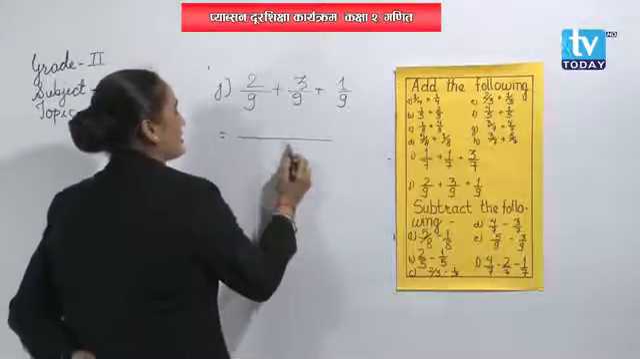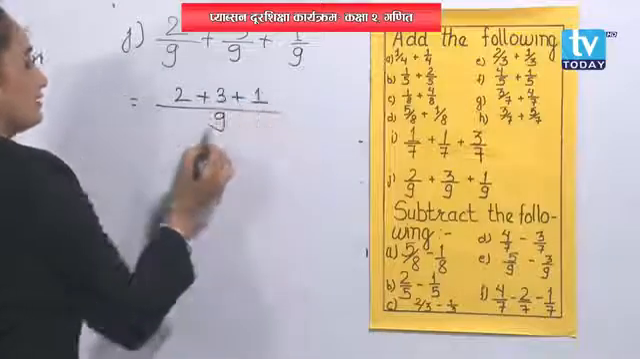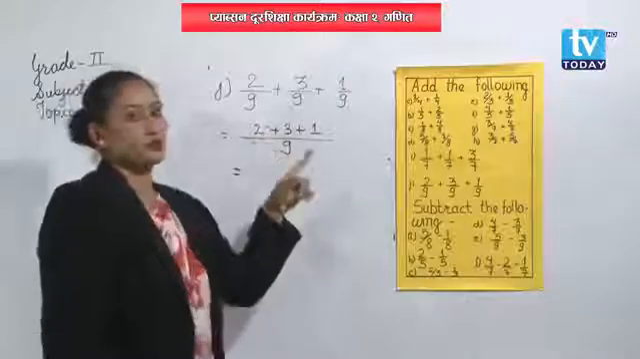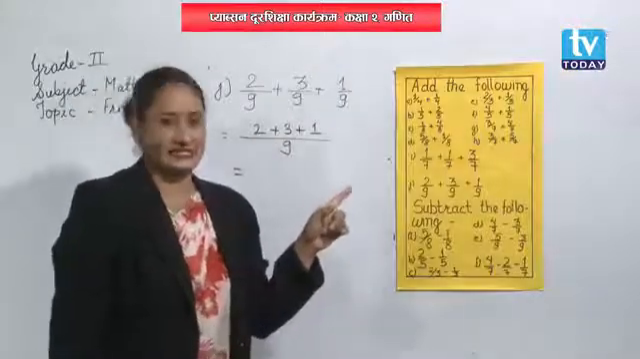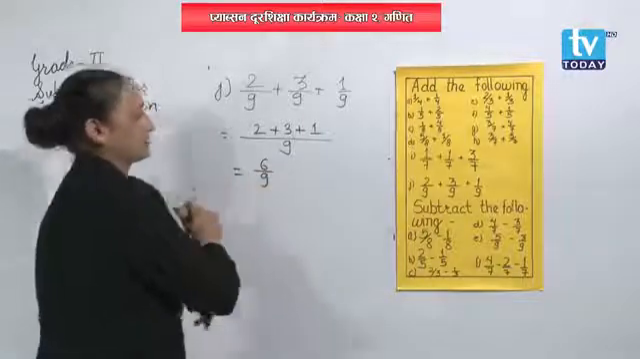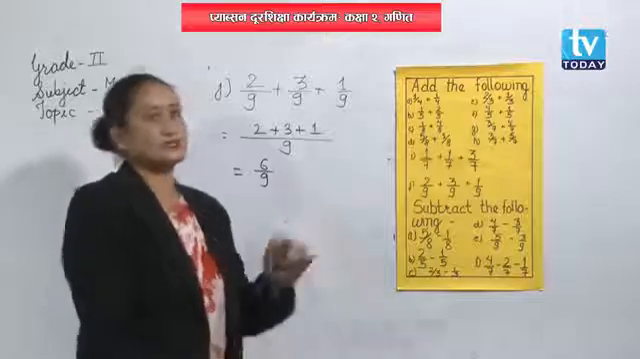Let's take a common 9. 2 plus 3 plus 1. What will be the addition of 2 plus 3 plus 1? It's 6. So 6/9. Can we write it? Okay, now the additions are over.